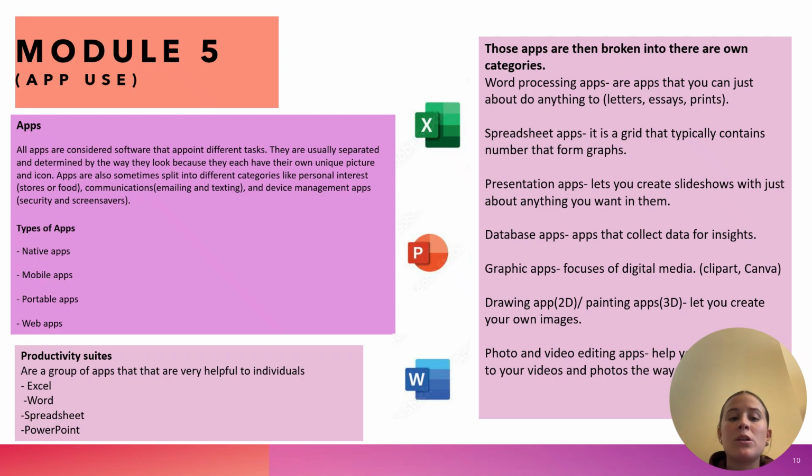Types of apps might include native apps, mobile apps, portable apps, and web apps. Another example of certain apps are productivity suites, which are a group of apps that are very helpful to an individual, like Excel, Word, Spreadsheet, and PowerPoint. Those apps are then broken into their own categories, like word processing apps, spreadsheet apps, presentation apps, database apps, graphic apps, drawing apps to 2D, and painting apps to 3D, and photo and video editing apps.